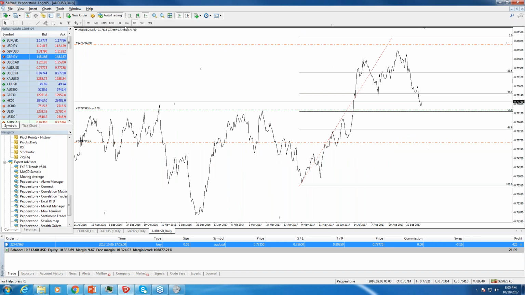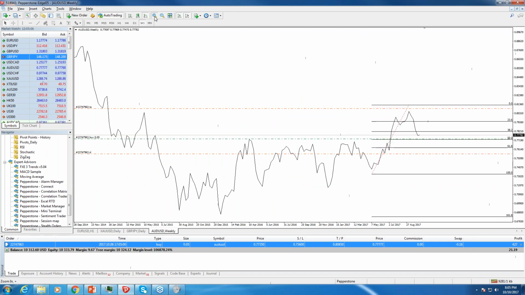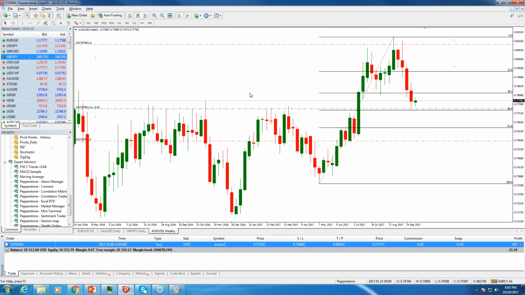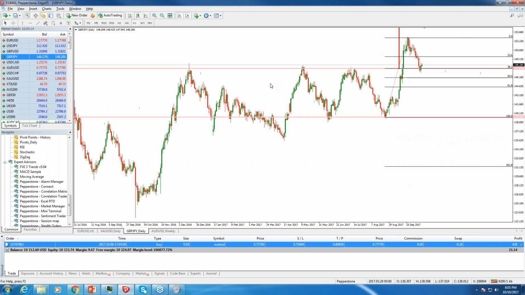And therefore, we will probably use the Fibonacci based on the weekly, because even then we should be looking for the role reversal based on the weekly as well. In the case of the pound yen, the pattern was best on the daily, so therefore we're going to use the daily for the Fibonacci.